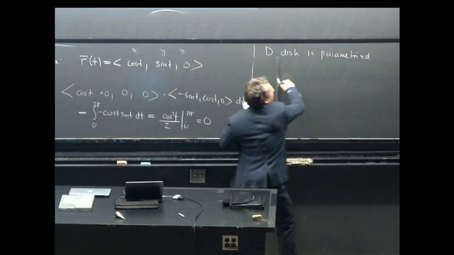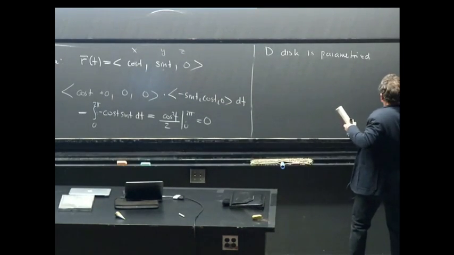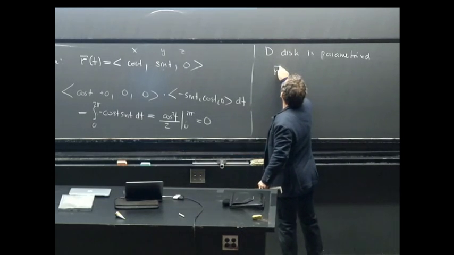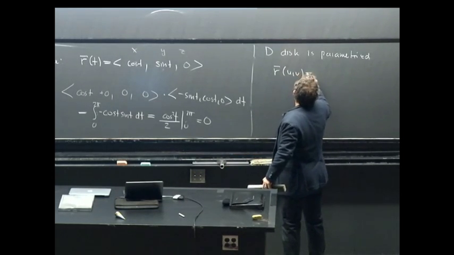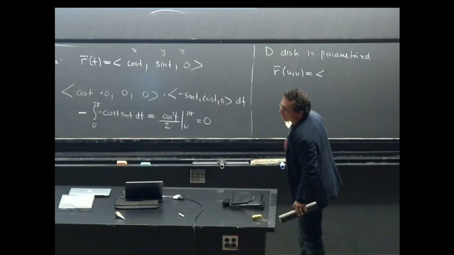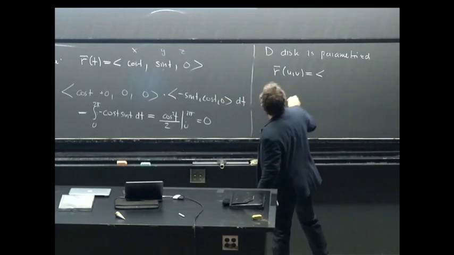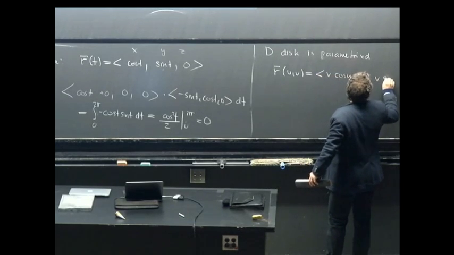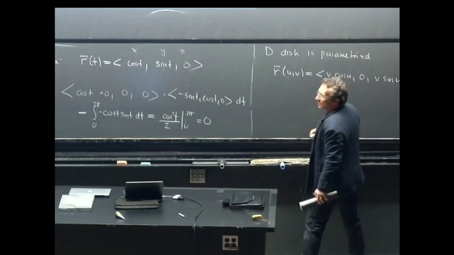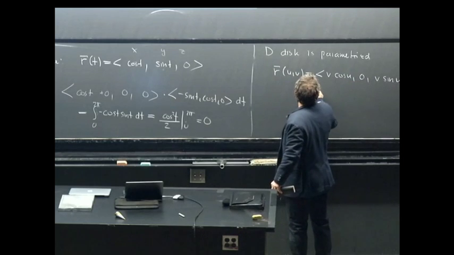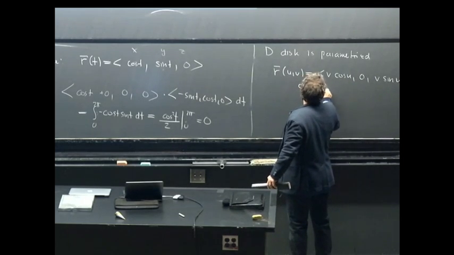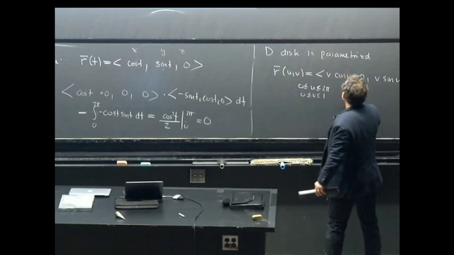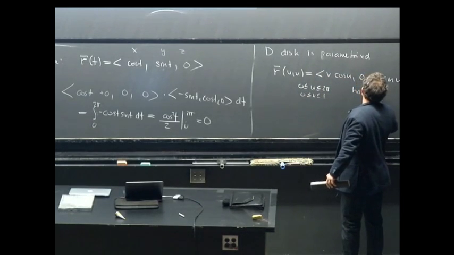So we take the same orientation as there. So let's take instead, this is the same thing. We just take r of u, v equal to v cosine u, 0, v sine u. And we take u from 0 to 2 pi and v from 0 to 1. So this also has the same boundary.